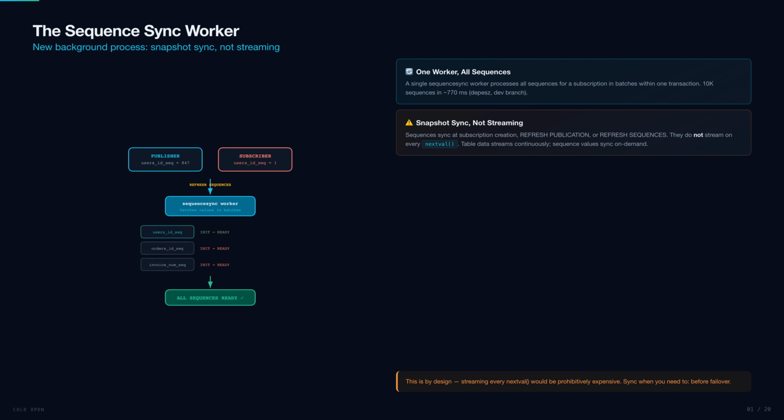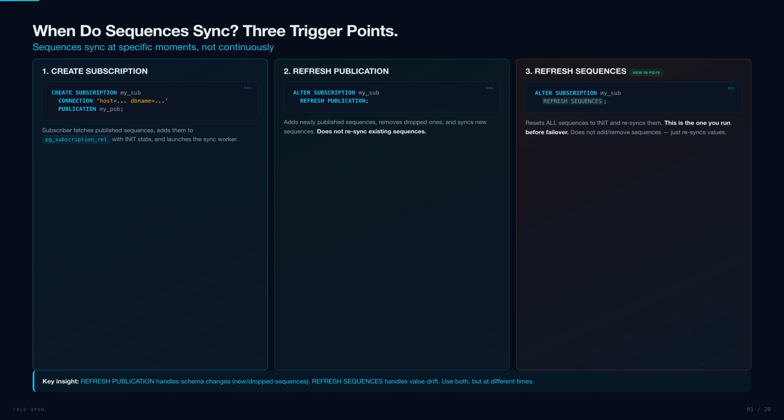Sequences sync at subscription creation, at refresh publication, or when you explicitly call refresh sequences. They do not stream on every nextval. That would be prohibitively expensive. Sequences sync at exactly 3 moments. 1. Create subscription. When you create the subscription, published sequences are fetched and synced immediately. 2. Alter subscription refresh publication. This picks up new or dropped sequences. It syncs newly added sequences but does not resync existing ones. 3. Alter subscription refresh sequences.